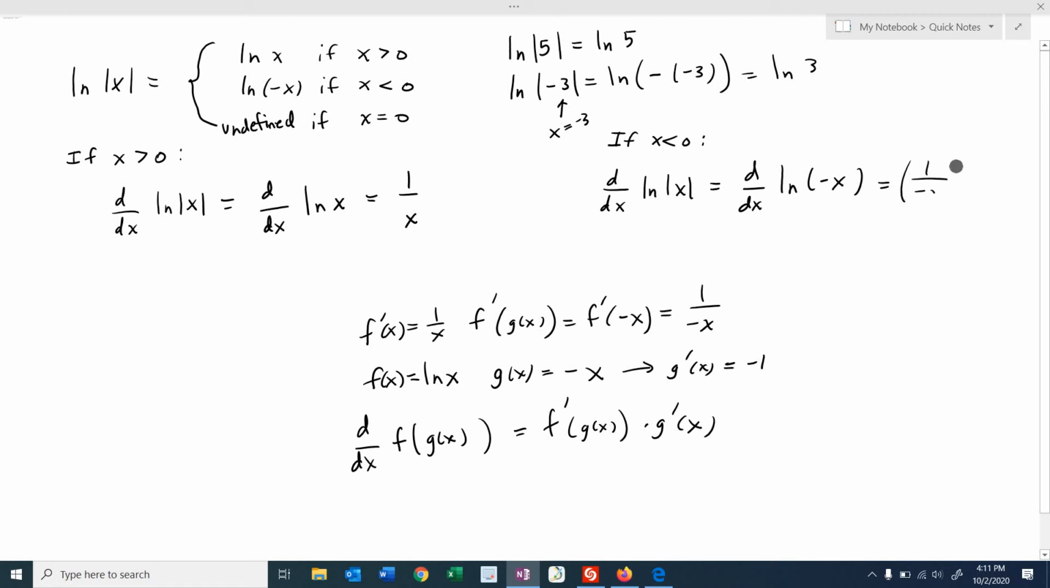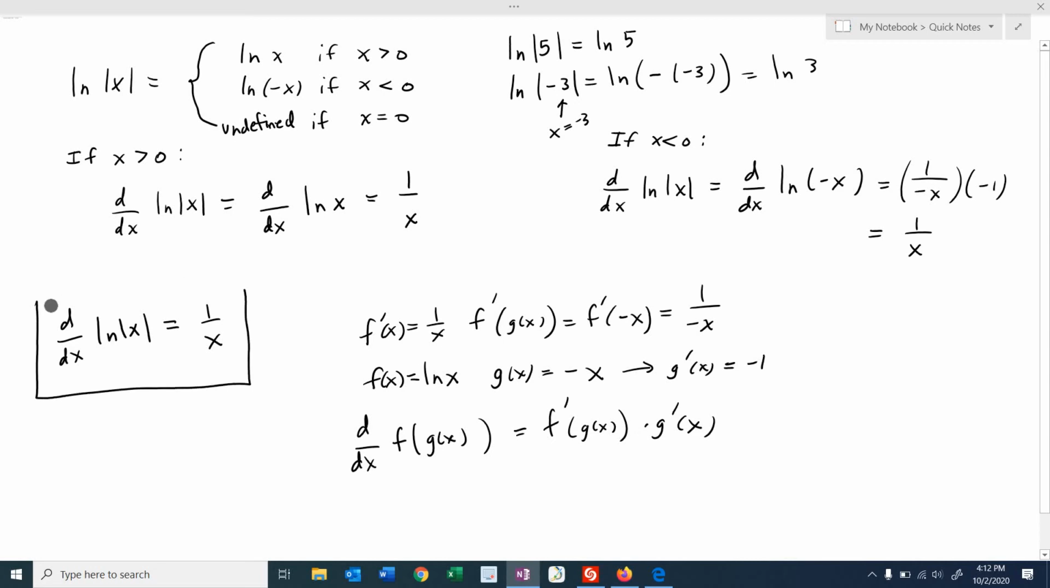Okay, so it's 1 over negative x times negative 1, right? The outer derivative times the inner derivative. But that just gives us 1 over x. And so an interesting thing happens here. The derivative of the natural log of the absolute value of x is 1 over x in both cases, right? Regardless of whether x is positive or x is negative, we get the same thing. And so this is a general result.